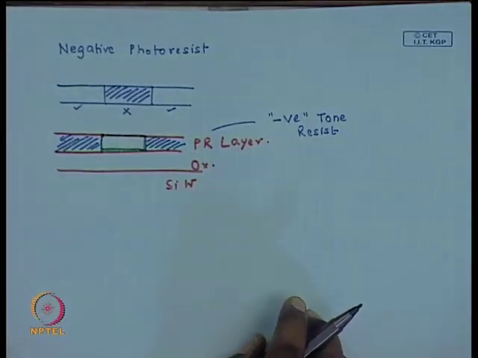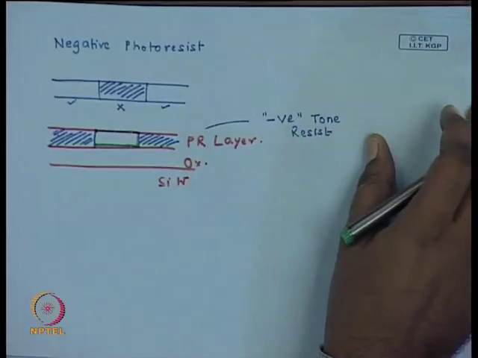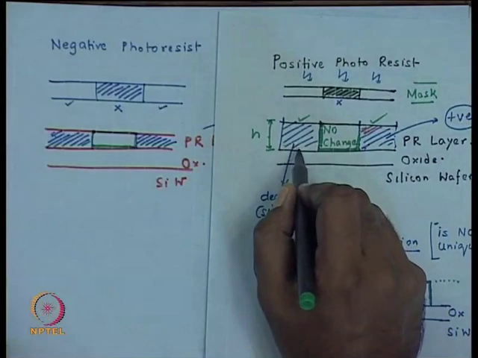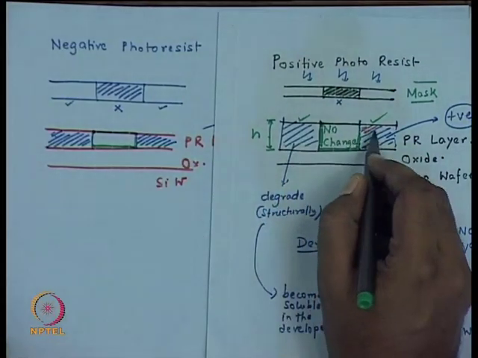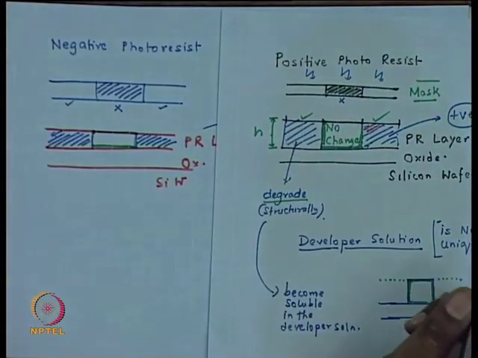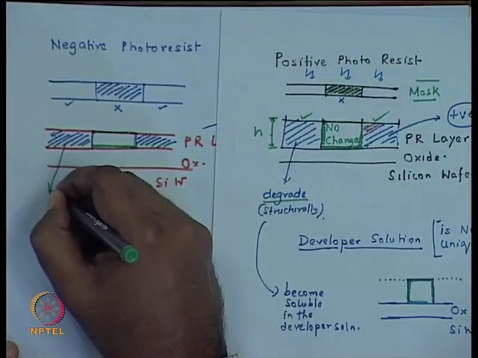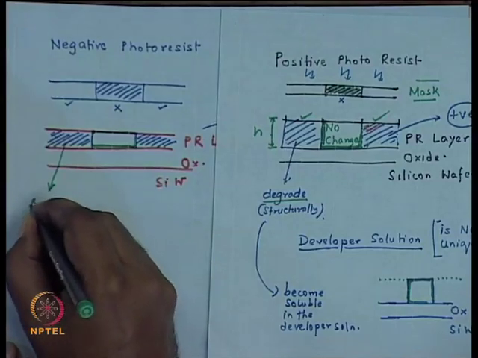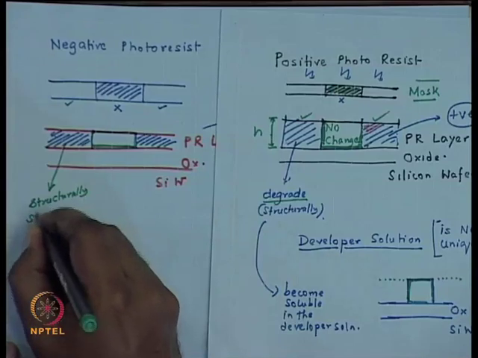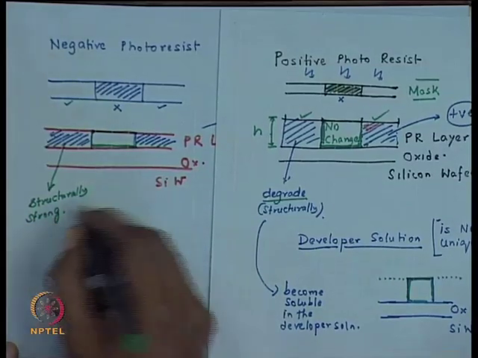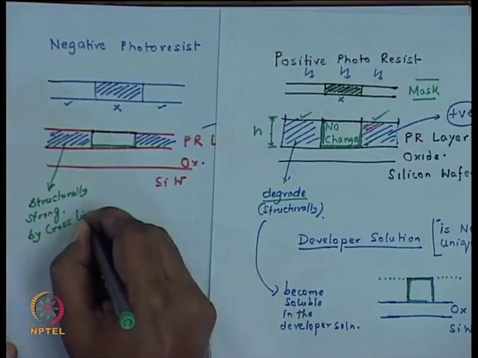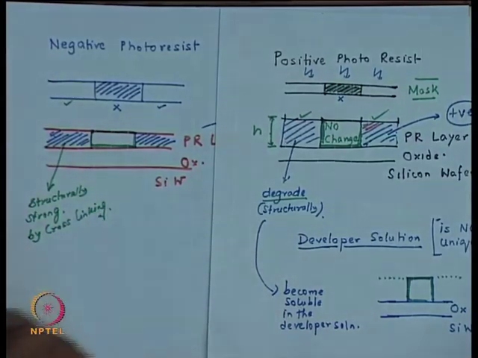However, in the previous case, when we were using a positive photoresist layer, the areas that got exposed to the UV light underwent structural degradation. In contrast, here these areas become structurally strong, which can be in the form of something called cross linking. What this is, we will definitely discuss at some point of time.